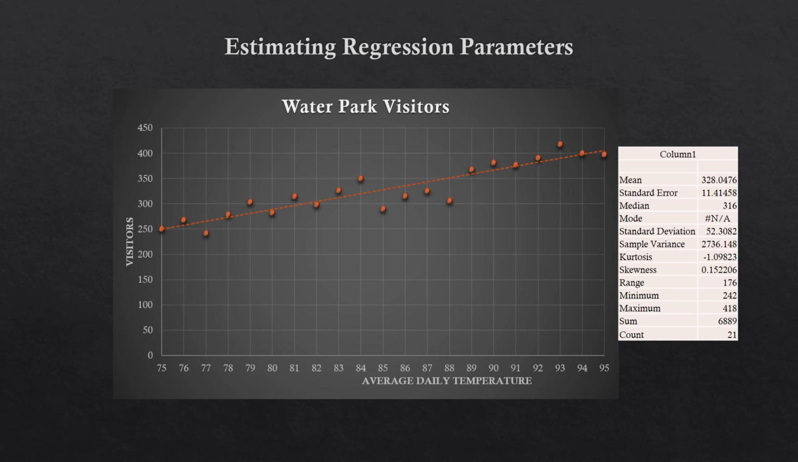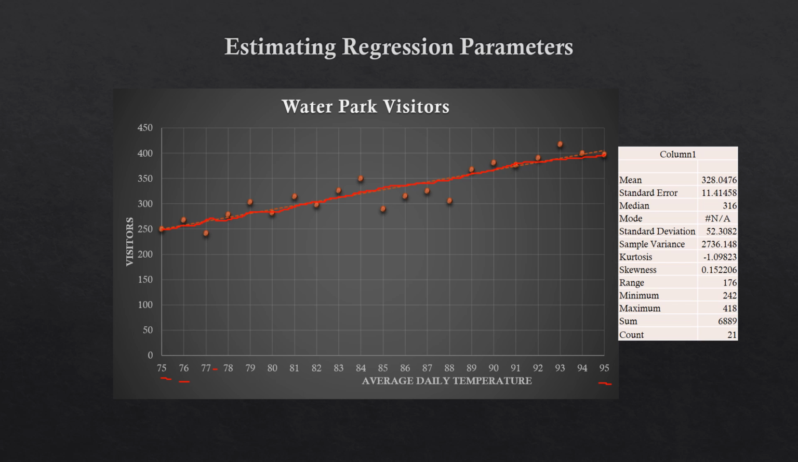In this slide, we have an example given the two variables of average daily temperature and visitors in a water park. So we see that beta sub 0 would be the mean number of visitors for the temperatures ranging from 75 degrees to 95 degrees. And per 1 unit temperature change, we start to see a more positive trend of visitors coming. So it is easily likely to say that the higher the temperature, the higher amount of visitors.